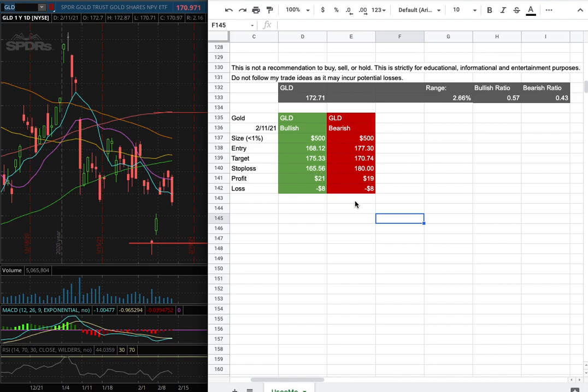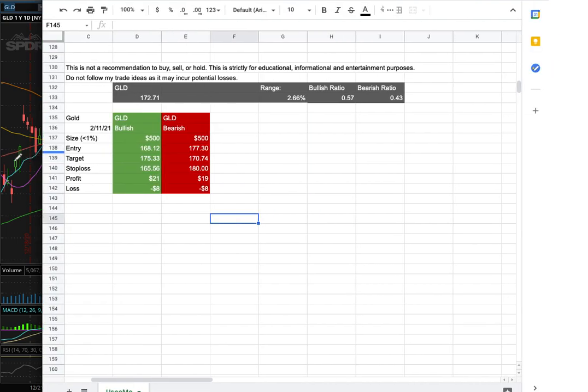My stop loss is at $165.56. However, if I were to open a short position, my entry is at $177.30, and that is this range there. My sell target is at $170.74, and my stop loss is at $180. So whichever entry point were to hit first, that'll be my position of the week.